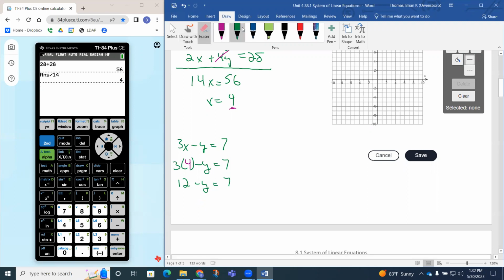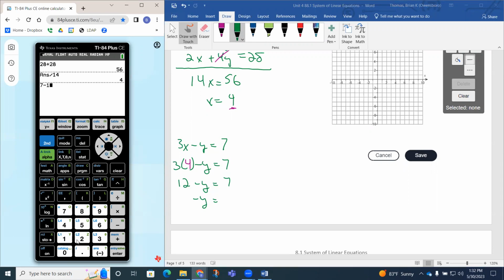So it's going to be a negative y, or the opposite of y. And what is 7 minus 12? Would that be a negative 5? So negative 5. So if I take the opposite of each side, you have y equals 5, or if you divide both sides by negative 1, you would have y equals 5. So my solution is going to be 4, 5. That's going to be my solution.